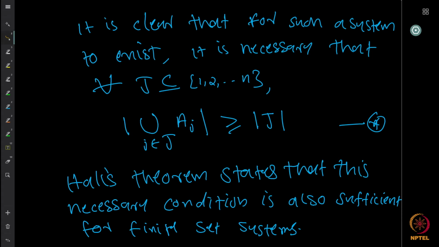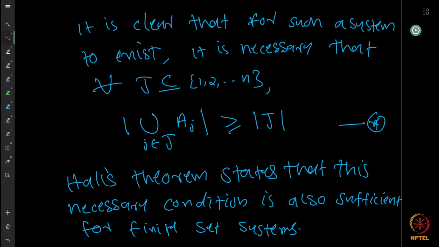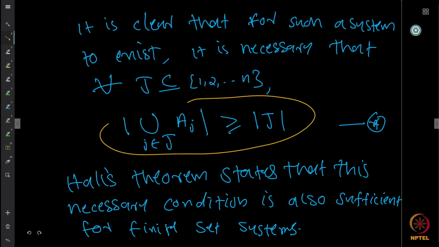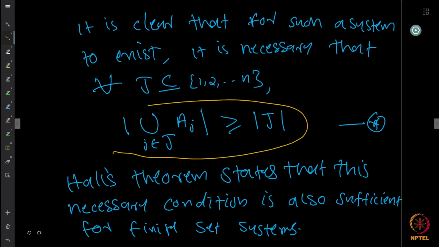So, if this is not true, we cannot find a representative, even for some arbitrary subset. If this is true for some subset that we are choosing, and this fails, then we cannot find a representative. So therefore, this must be true for every possible subset J of 1 to n.